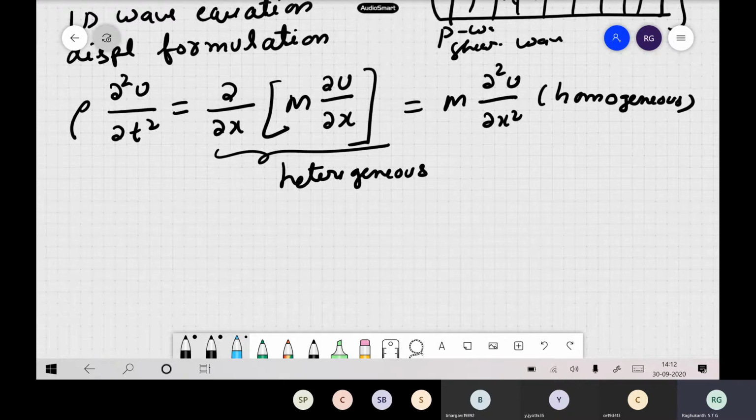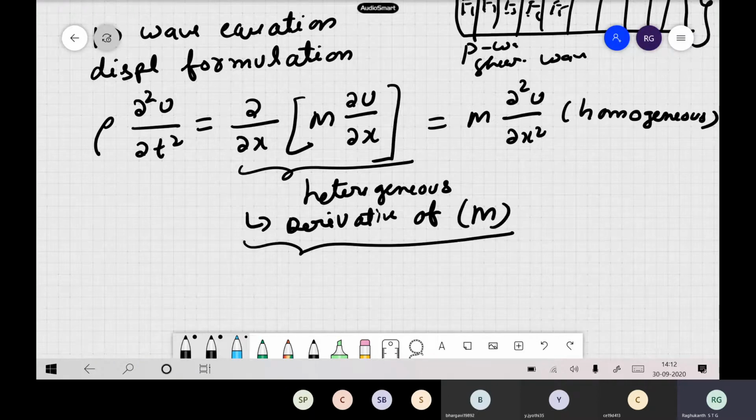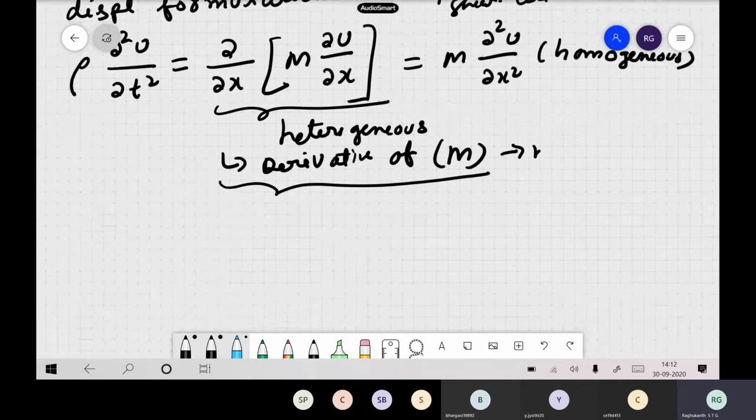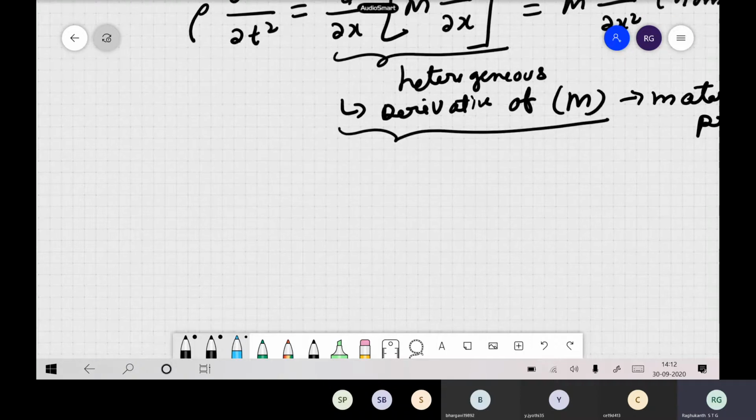So now how do we handle these types of cases in finite difference? The problem is that you have to find the derivative with respect to x, and the derivative of m also you have to find out actually. That's the derivative of material properties essentially. So this is another headache which comes in the numerical calculations, because material properties are also varying. Because they come inside the derivative, how do I represent this in our finite difference approach?